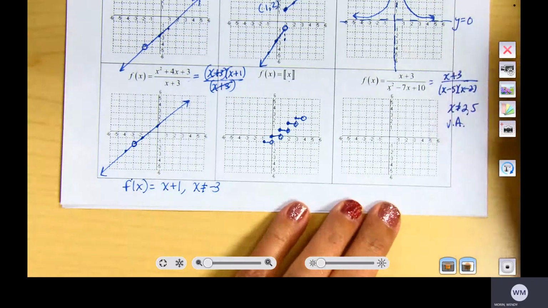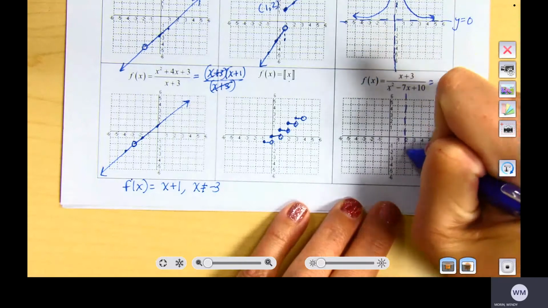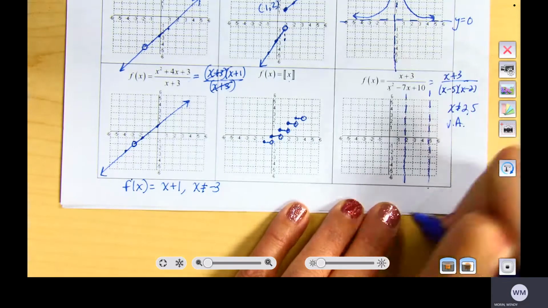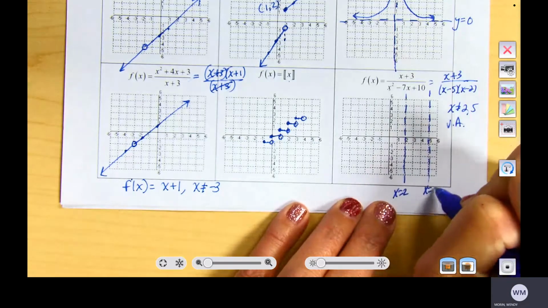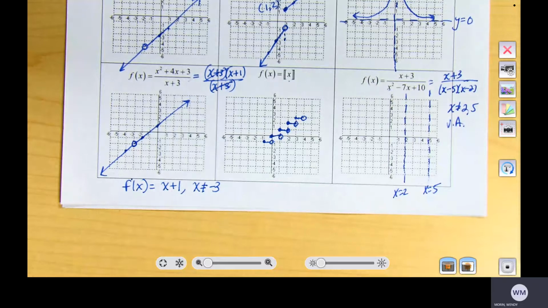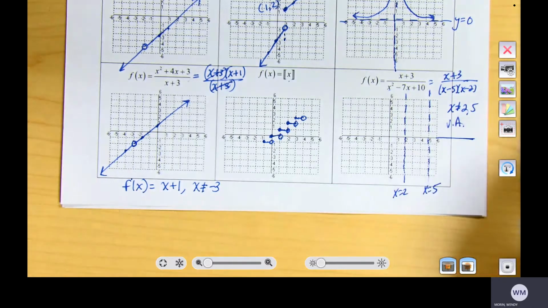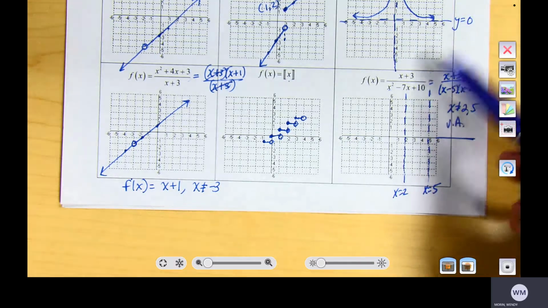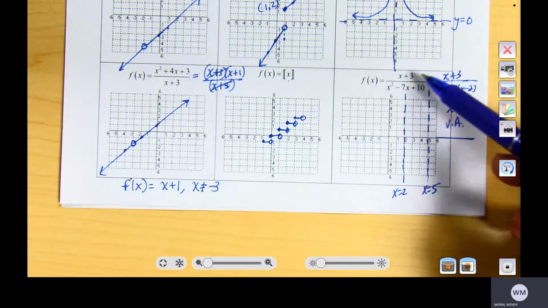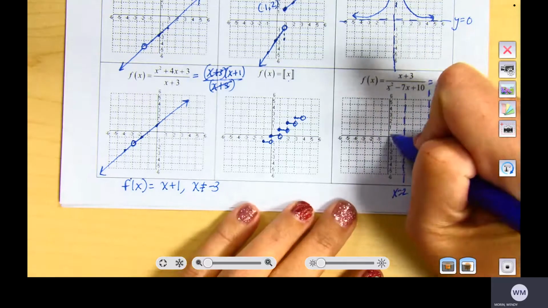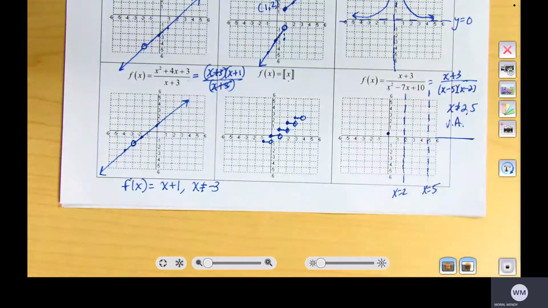So at x equals 2, we're going to have a vertical asymptote. And at x equals 5, you're going to have a vertical asymptote. Okay. All right. So what else can we find? How about let's plug in 0 for x? Plug in 0 for x. If I plug 0 into here, I get 3 over 10. So when x is equal to 0, my y-intercept is 3 over 10.